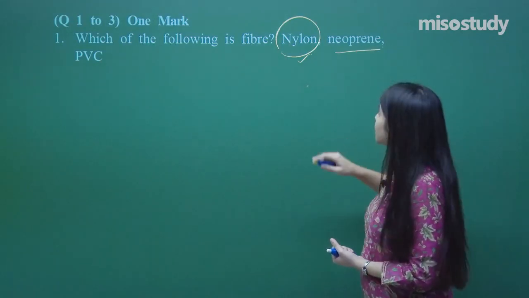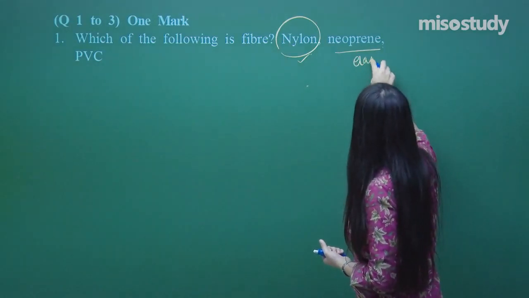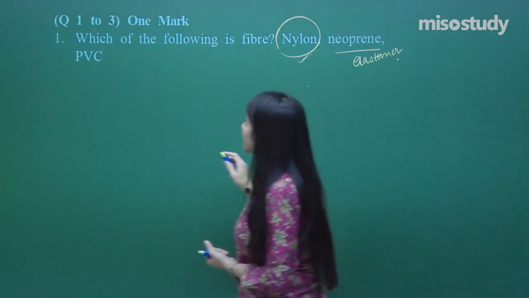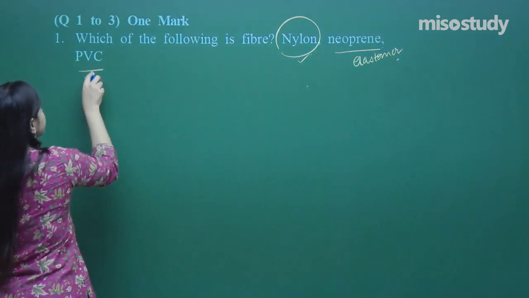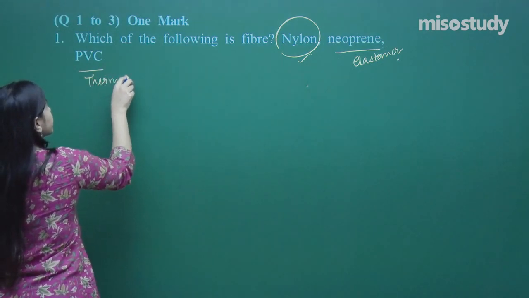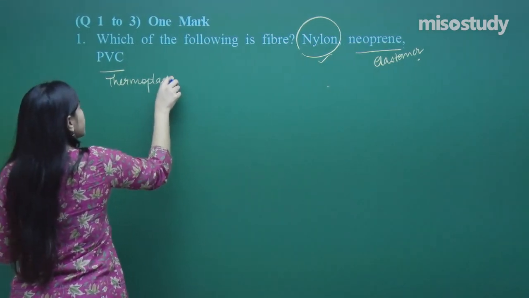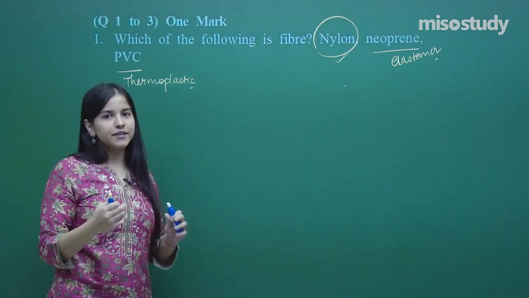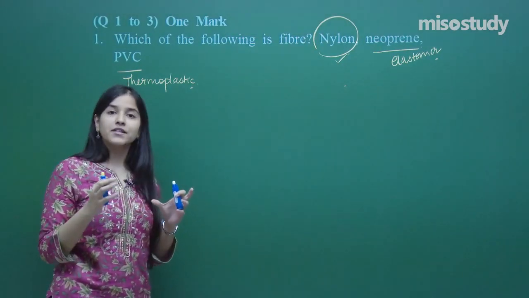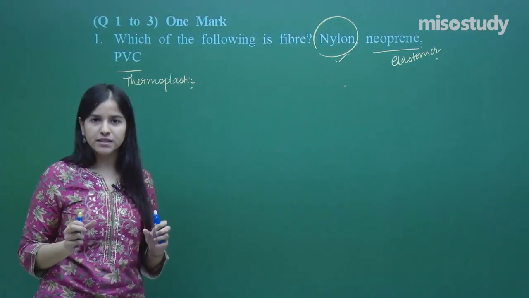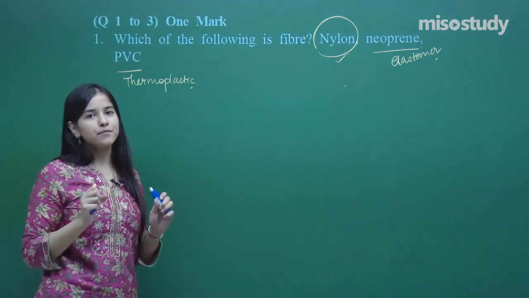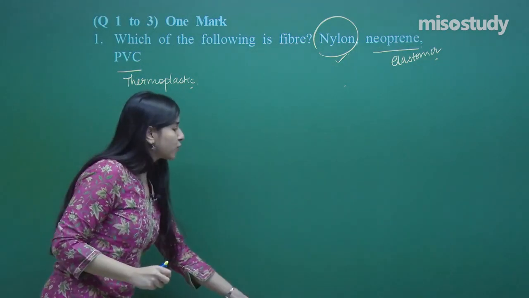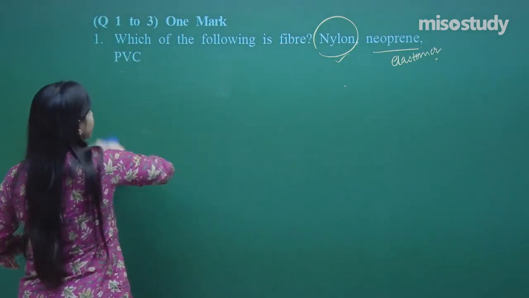Whereas if I talk about neoprene, it's an elastomer, right? And PVC is thermoplastic, right? So the differences in the different kinds of polymers, how the polymers are classified on the basis of molecular forces, this very topic is very important from the exam point of view, right? Now, let's have the next question.